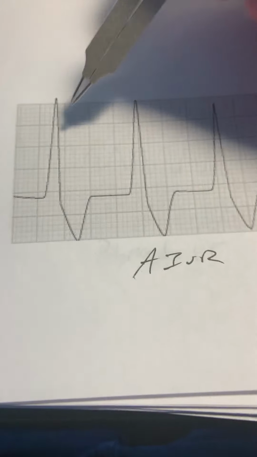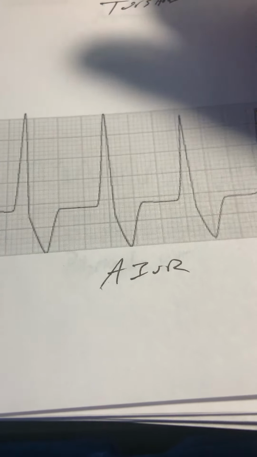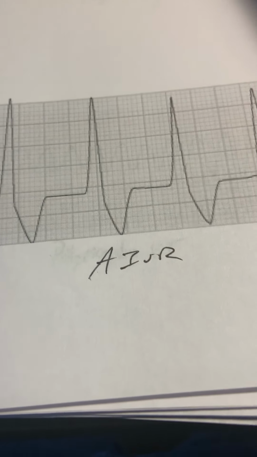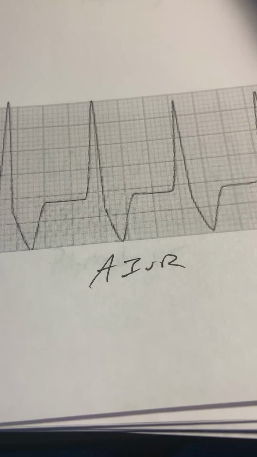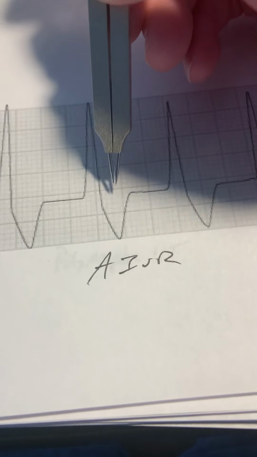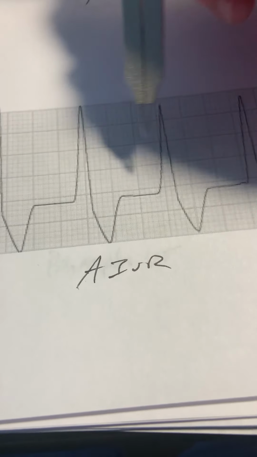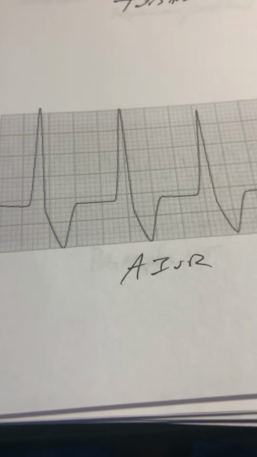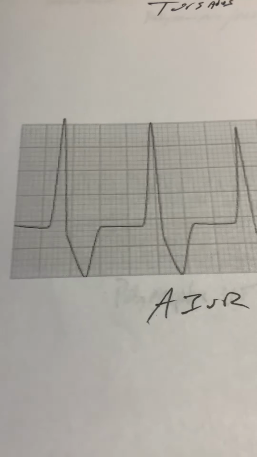This is AIVR. This is accelerated idioventricular rhythm. It's the same thing as IVR. It is just faster. There is no atrial activity here. The QRS is wide and bizarre. It's regular. And that is, in a nutshell, AIVR.